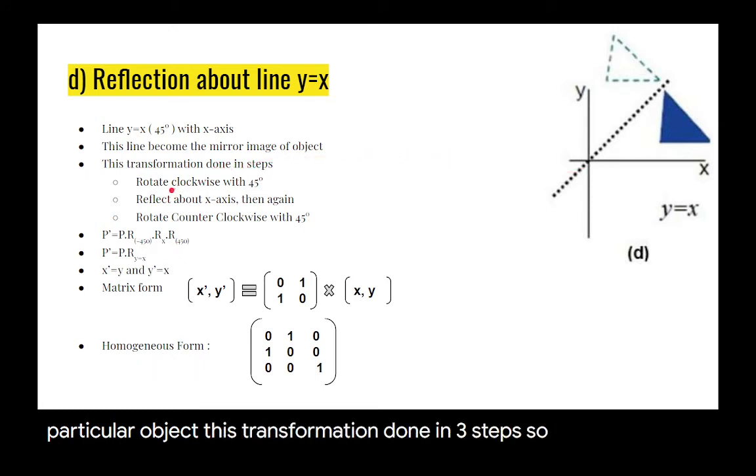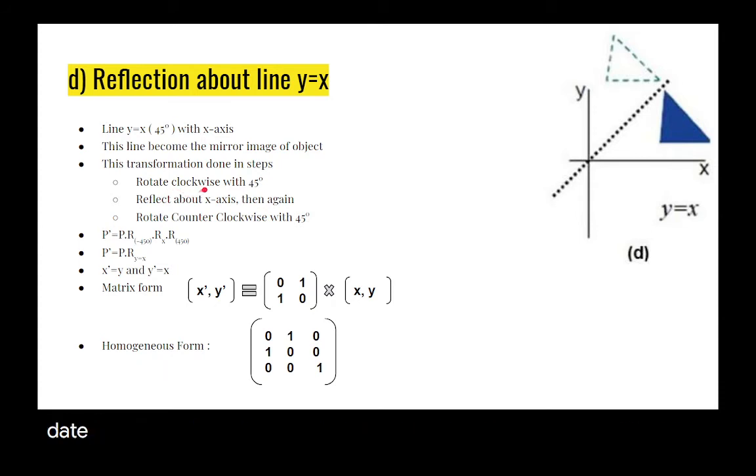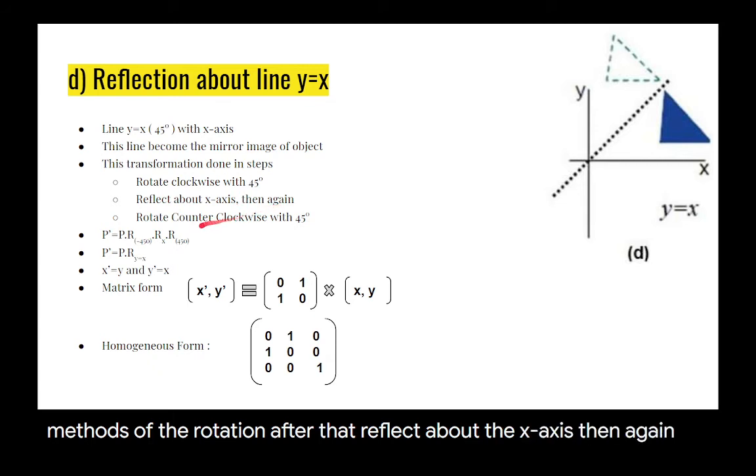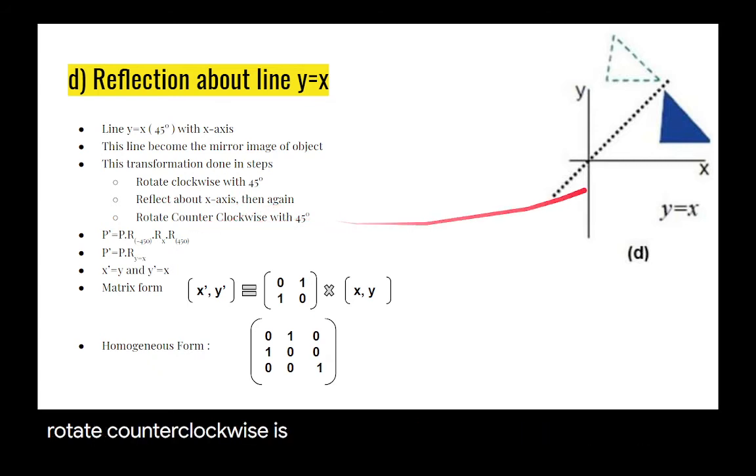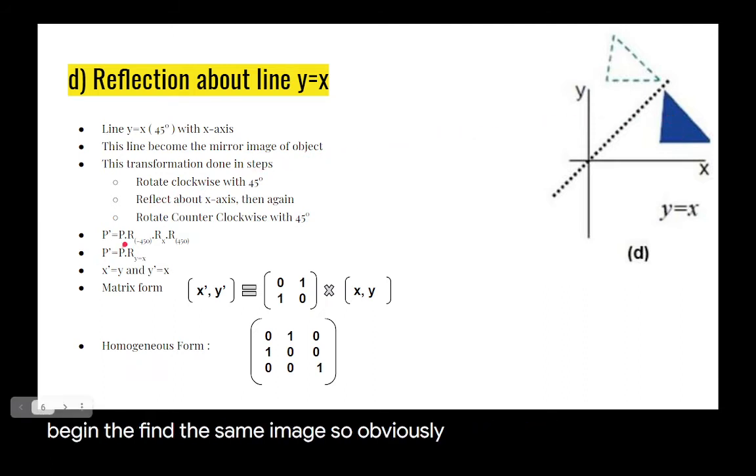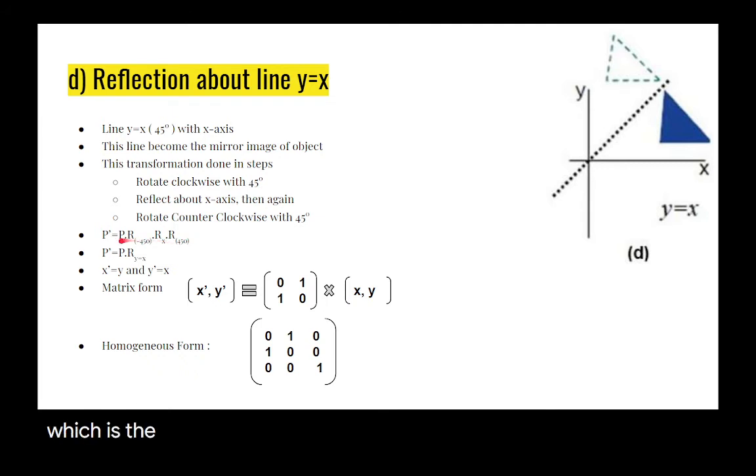So what is that? First, rotate the object clockwise by 45 degrees. Obviously here we use the rotation matrix. After that, reflect about the x-axis, then again rotate counterclockwise by 45 degrees. Just rotate it, then reflect it, again rotate it, and we can find the same image. So obviously here is a composite, which is our next topic.